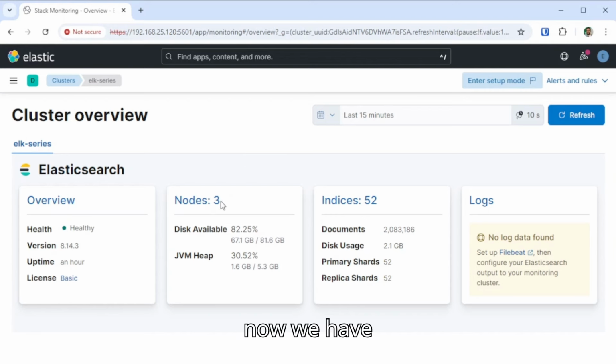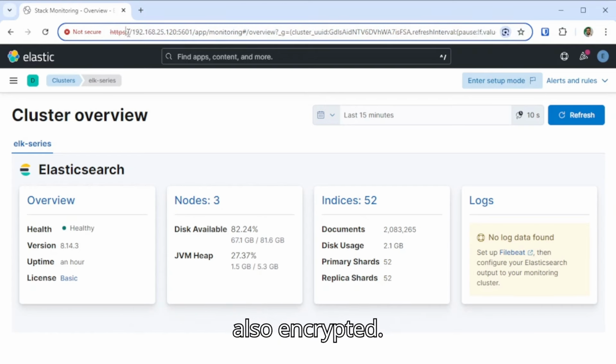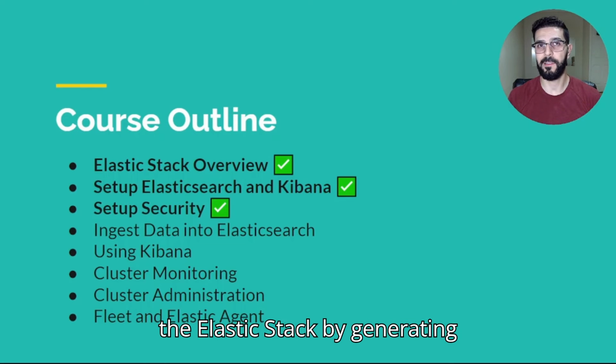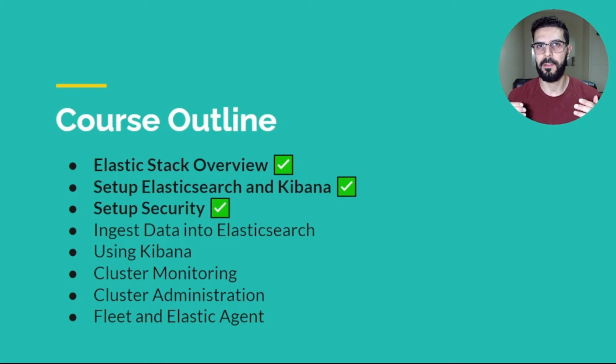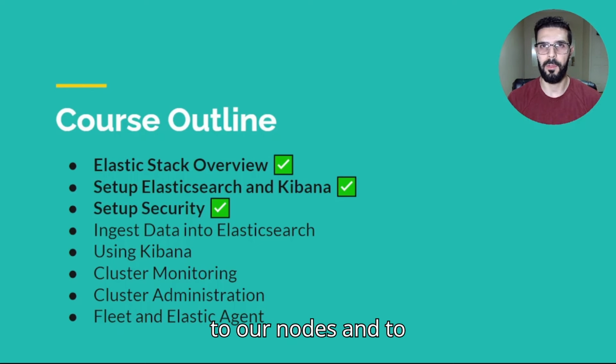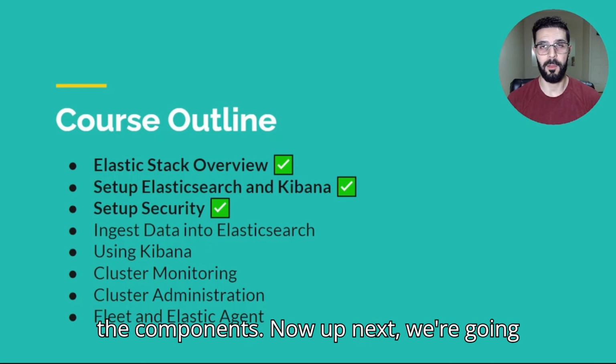And now we have secure access to our cluster. The three nodes are communicating securely between each other. Kibana is communicating in an encrypted tunnel to Elasticsearch nodes, and the data between the browser and Kibana is also encrypted. In this video, we configured security for the Elastic Stack by generating security certificates and applied them to our nodes and to Kibana to secure communications between the components.